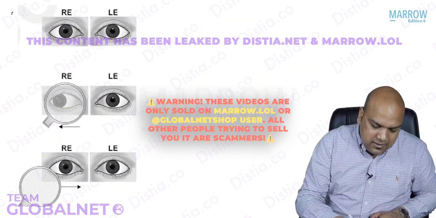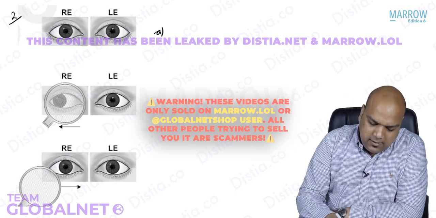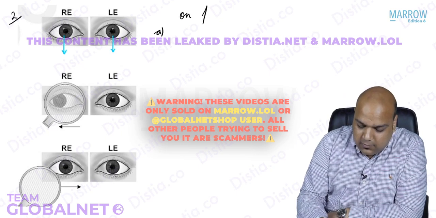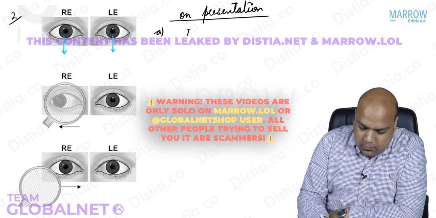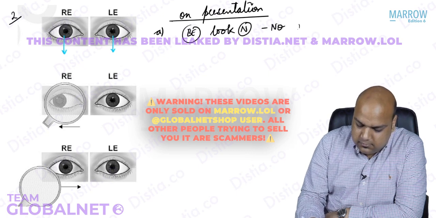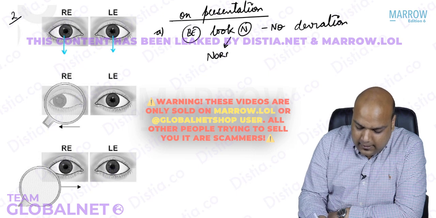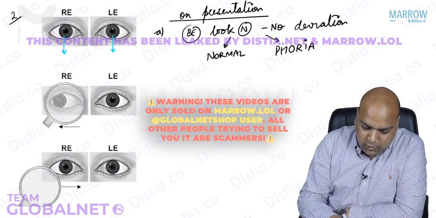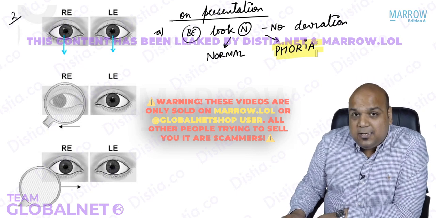Let's see this, everybody. Image 2, part A. In part A, what do I see? The right eye is looking straight and the left eye is also looking straight. Both the eyeballs are looking straight. On presentation, both eyes look normal. No deviation. That means either it can be a normal eye or it can be a case of Fourier. What am I interested in? I am interested in the fact that if it is Fourier. Why do I think it is Fourier, everybody?